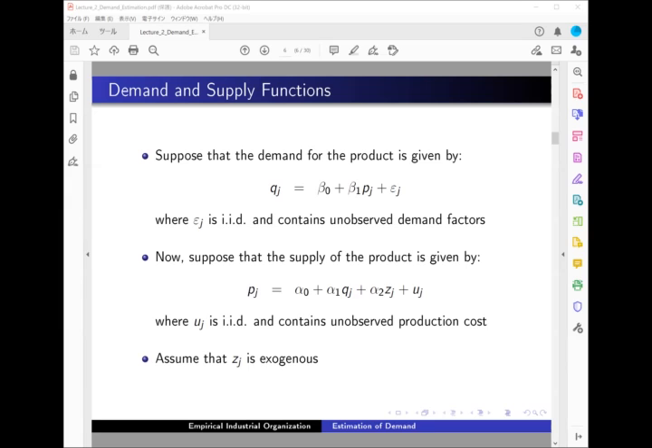The system of equations pins down the equilibrium price and quantity. That is, solving the system of the two equations with two unknowns gives us the equilibrium price and the quantity as a function of exogenous variables of the model. In this case, these exogenous variables are input price Z, unobserved demand epsilon, and unobserved production cost U.